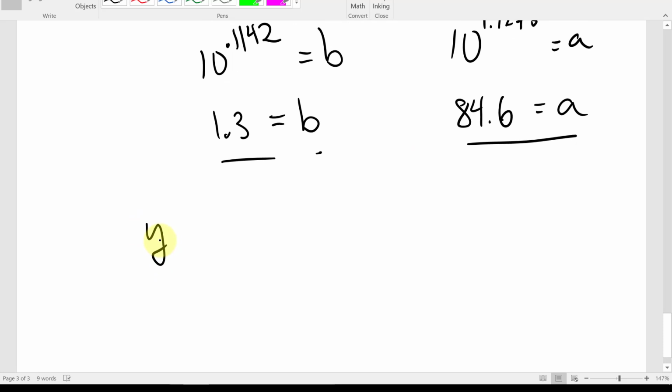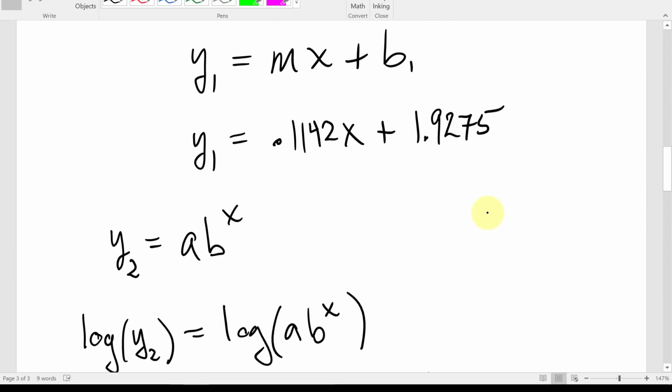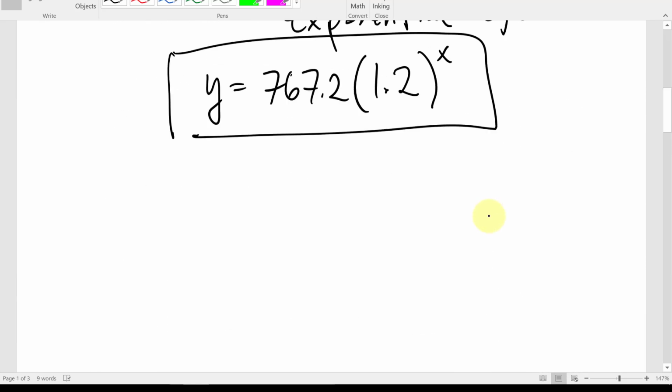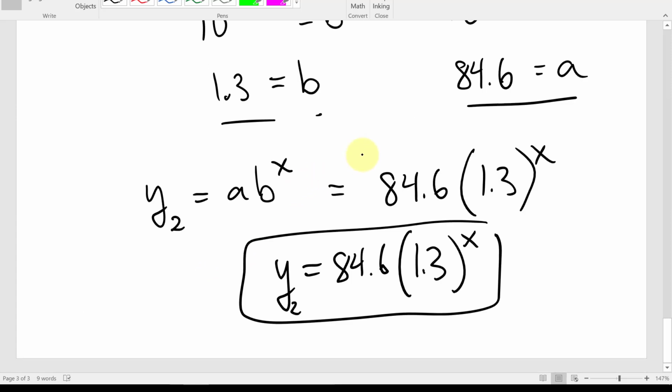So we know that this y2 has this form a b to the x, which means it's 84.6 and 1.3 to the power x. So just recapping, what we just did there was we found this line of best fit. We found the slope and the y-intercept, and figured out what the corresponding initial value and growth factor would have to be for a log model written in this form. So that's how we could extrapolate back from the line of best fit for the log of the data.